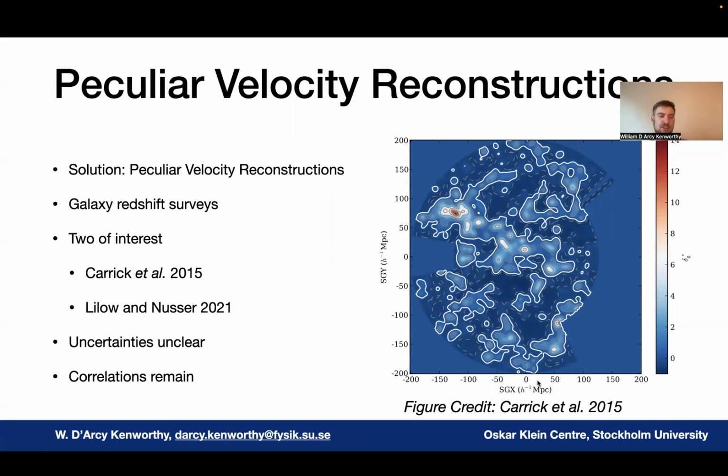These reconstructions show excellent performance on reducing scatter in distance indicators, but there are uncertainties that remain even after using them to correct our data. And there could be correlations between the corrected redshifts in different parts of the sky that might be unclear to us.